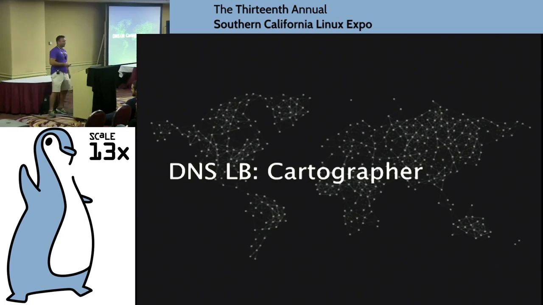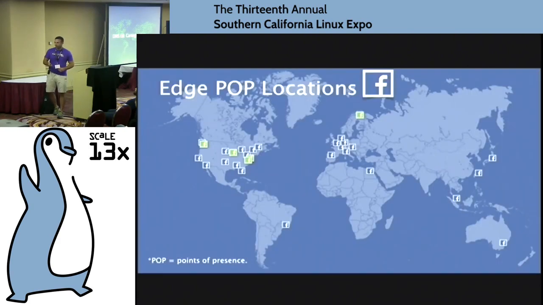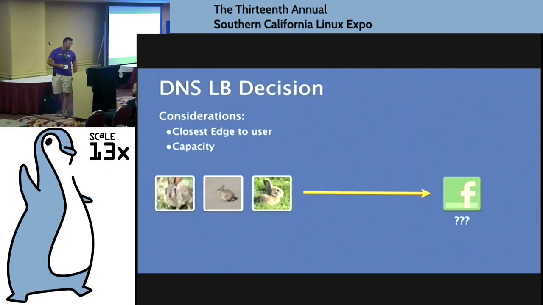Cool. So now let's talk about how we actually decide how the people using Facebook get sent to the edge locations. And that's our DNS load balancer called Cartographer. So again, here's our edge locations around the world. We have 1.39 billion people every month using Facebook. And we need to figure out the most optimal way for them to actually get to the nearest edge location to serve their requests. So Cartographer takes a lot of different pieces of information into consideration.